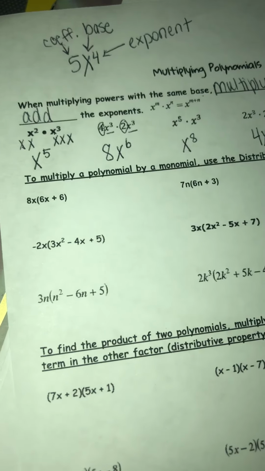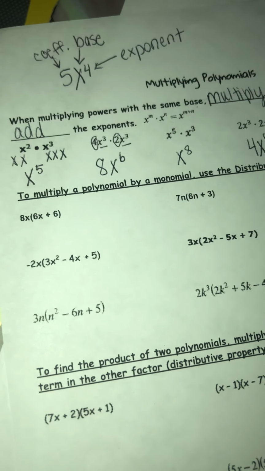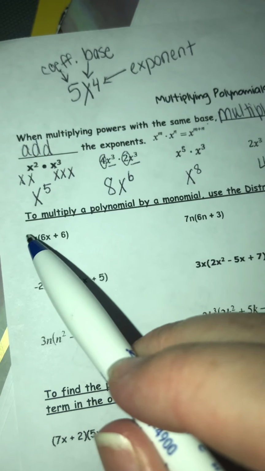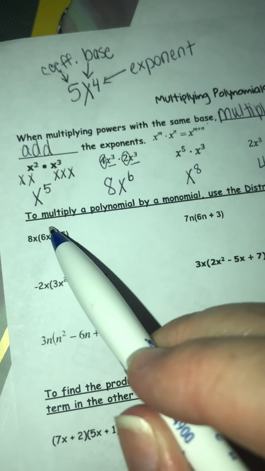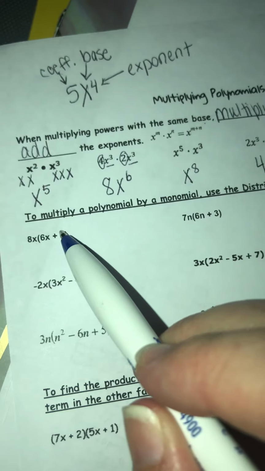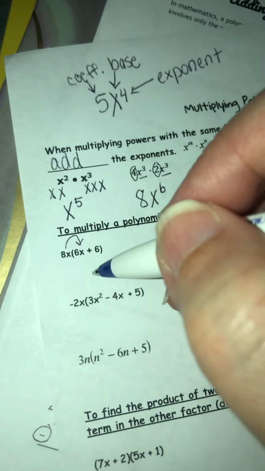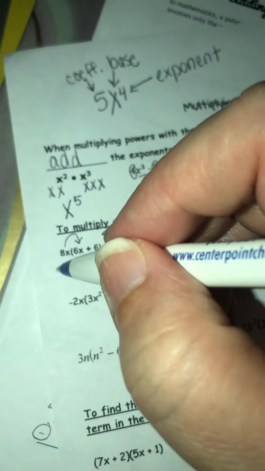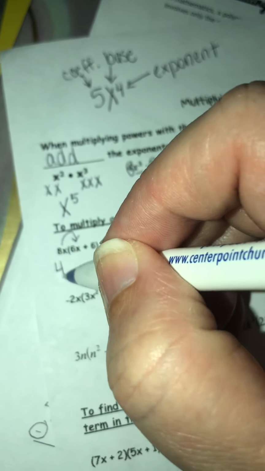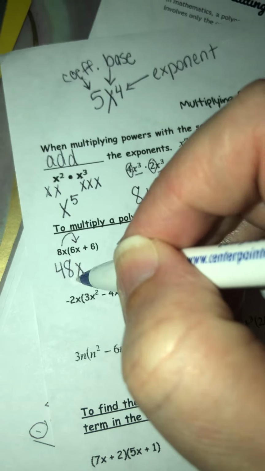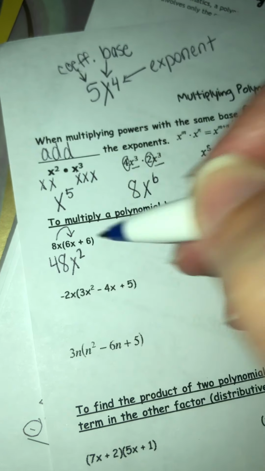Okay. In this next section, we're going to multiply using the distributive property, and this time we have variables on the outside, not just a number. Same process. I'm going to take what's on the outside of the parentheses and multiply by the 6x and the positive 6. Keep in mind, you're going to add the exponents together. So 8x times 6x. I'm going to multiply 8 times 6, that's 48. x times x, that's x to the power of 2.